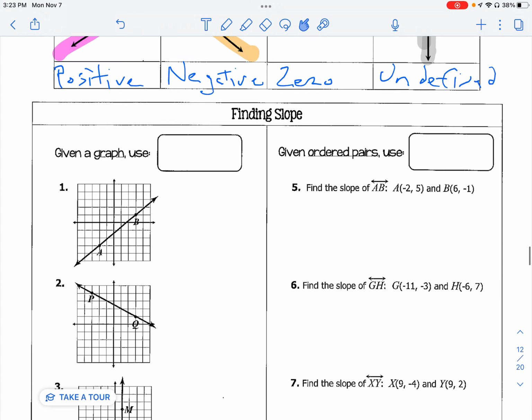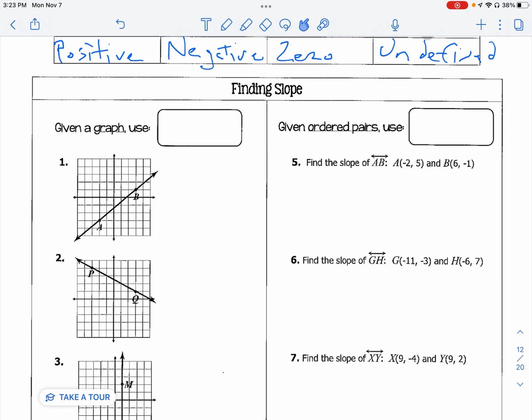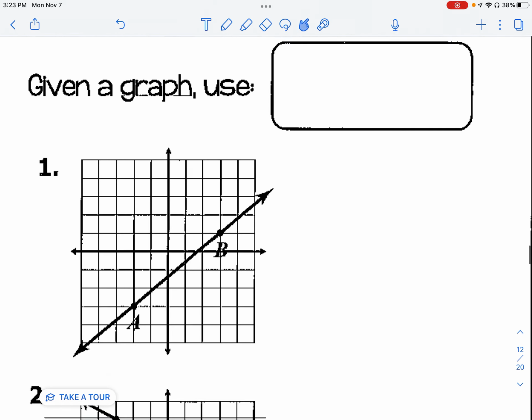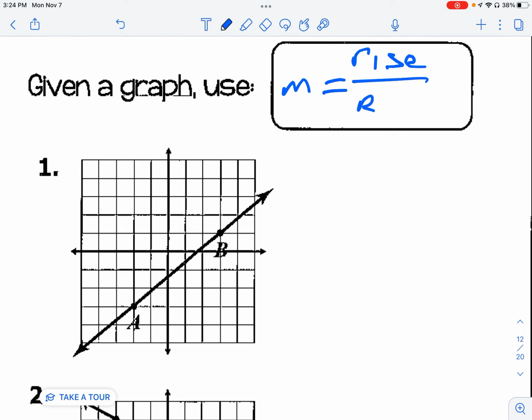So let's look at some more examples of how we find the slope. Well, the first way we have to find the slope is by using a graph. And when we have a graph, we usually use m for the slope. We're going to do rise over run.